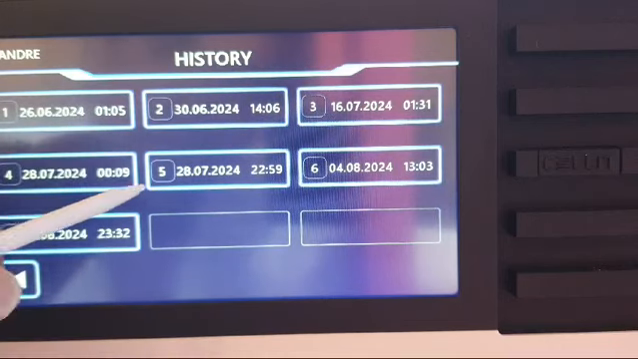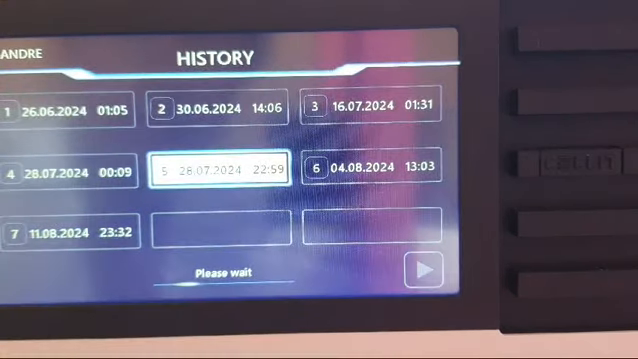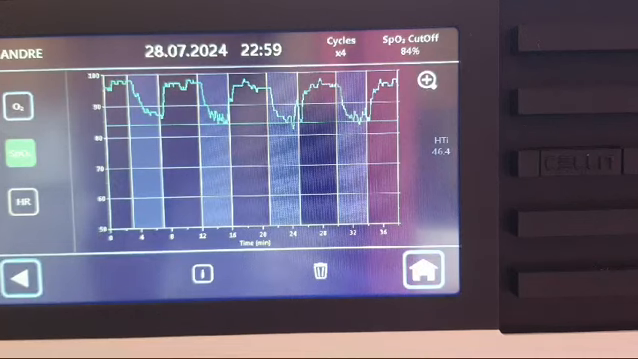So if I look at this session here on the 28th of July and press enter, it will basically show me a graph of what's happened during this treatment, condensed over the whole period of the treatment.